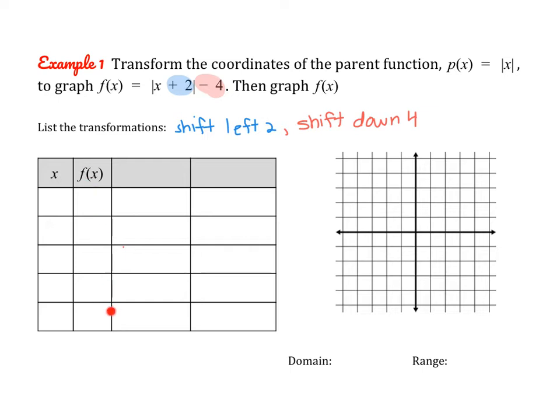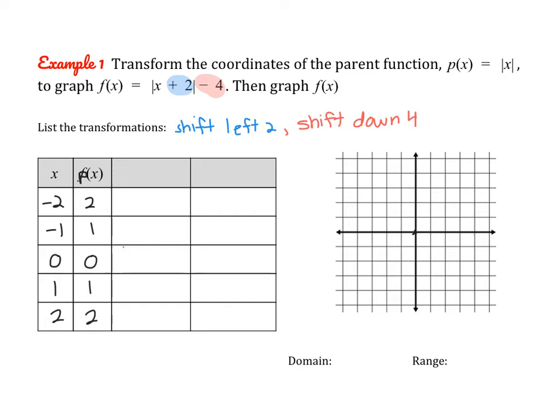So first we're going to list out the coordinates from our parent function. So we'll list out coordinates from this function p of x. Sorry, that should have said p of x. So we'll pick some x values. We'll say -2, -1, 0, 1, 2. Those are good ones to always start with. The absolute value of -2 is 2, then 1, 0, 1, and 2. So again, we're just substituting the x values here. So these are our parent function coordinates, and you can graph this if you would like.